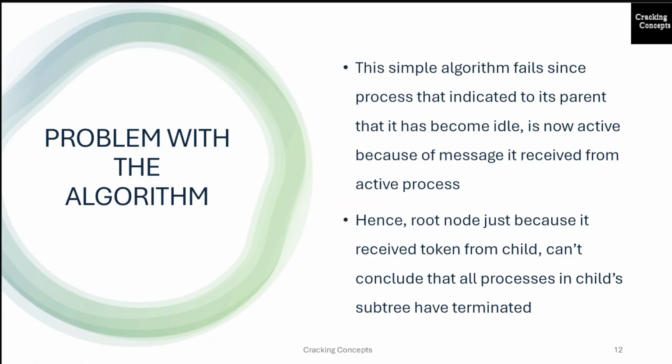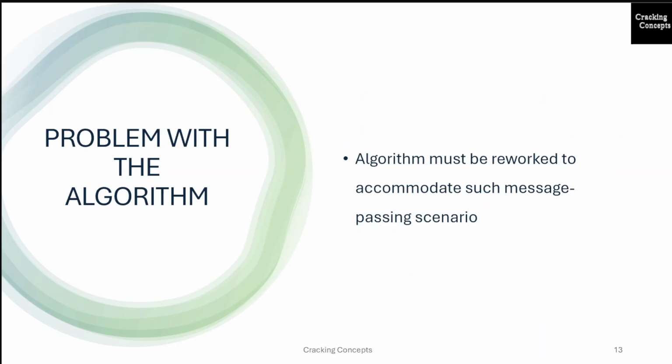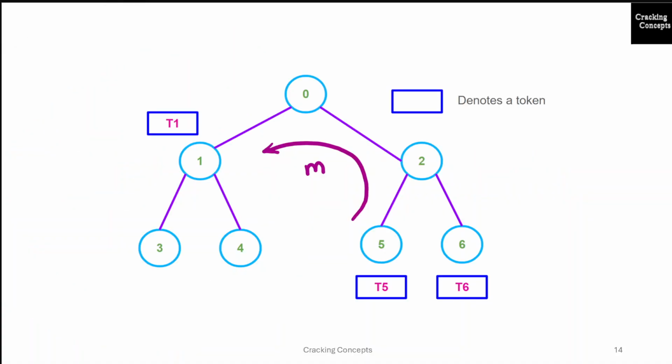Hence, the simple algorithm fails since the process that indicated to its parent that it has become idle is now active because of the message it received from an active process. Hence, the root node, just because it received a token from a child, can't conclude that all processes in the child's subtree have terminated. The algorithm has to be reworked to accommodate such message passing scenarios.